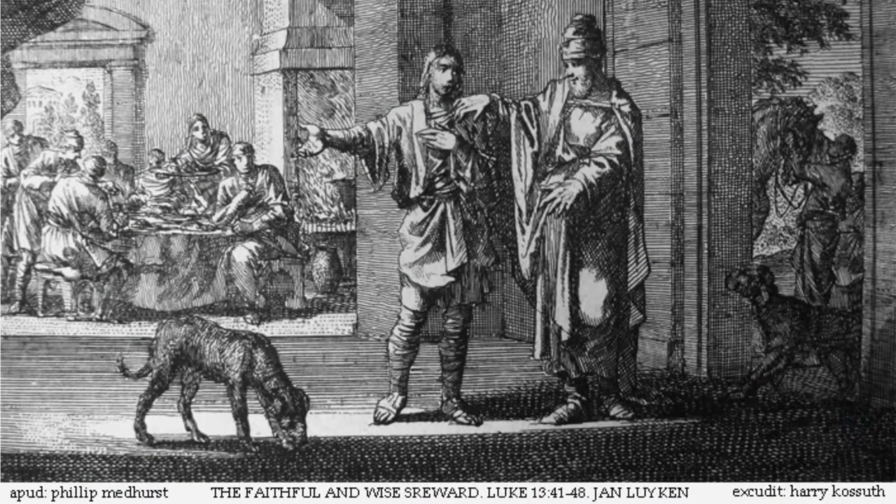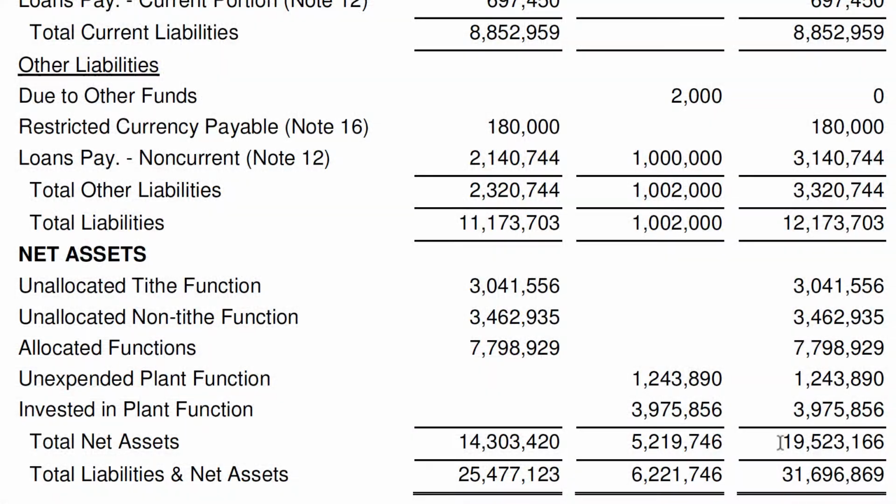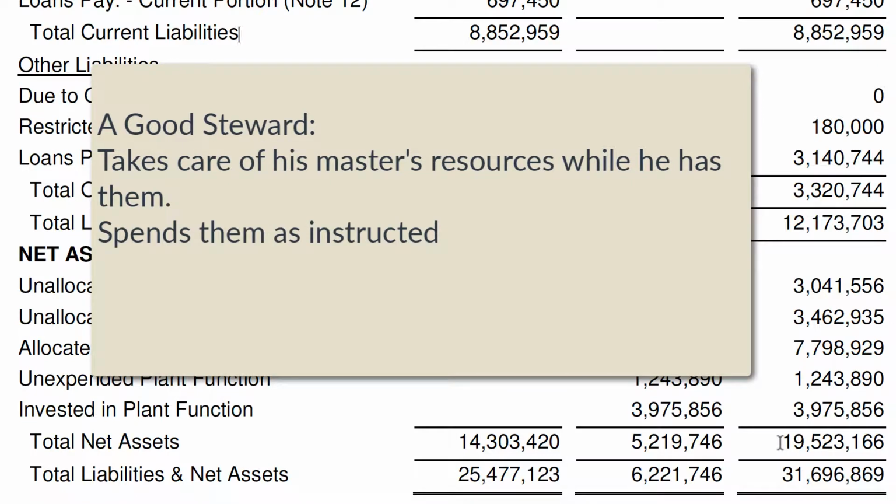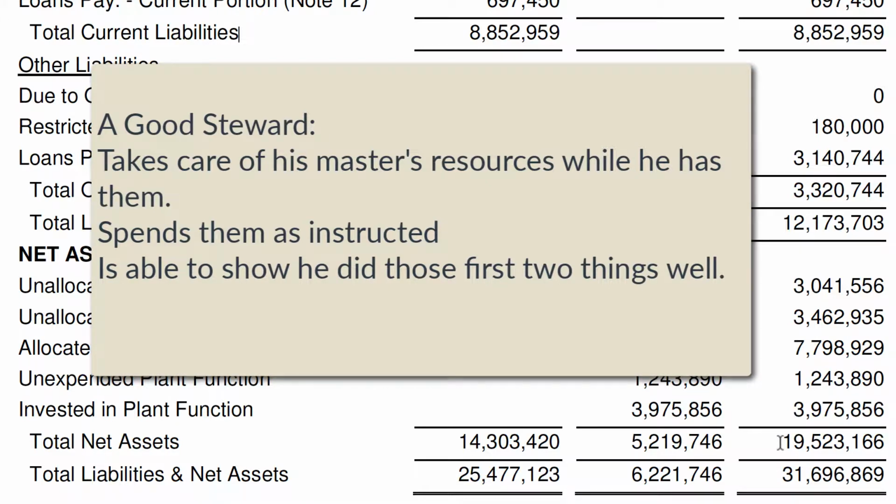What makes a good steward? And what is good stewardship? In Bible times, a steward took care of his master's money while he was away on a trip. A good steward does three basic things well. He takes care of his master's resources, spends them the way they are supposed to be spent, and finally he can show that he has done the first two things properly.